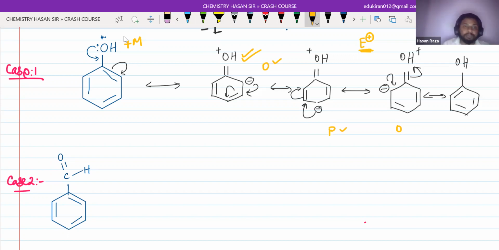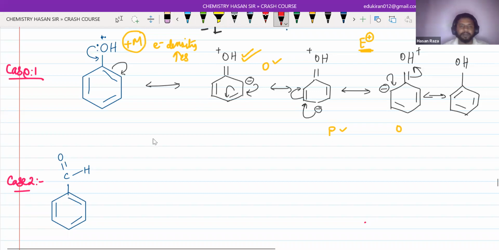And due to this plus M, the electron density in the benzene ring will increase because it started donating electron. Is that clear, everyone? Since electron is donated by this OH, the electron density will increase in the ring. And ortho-para directing, because there will be negative charge on ortho and para. Is that clear, everyone? Please do speak up, sir.